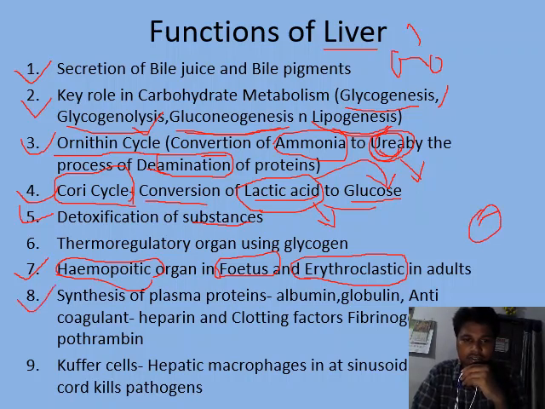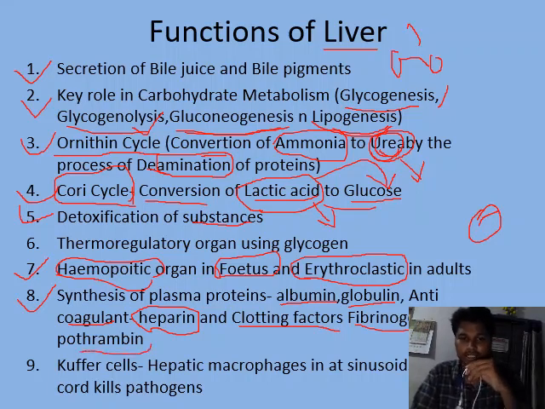Next, synthesis of plasma proteins like albumins and globulins, and it also synthesizes anticoagulants like heparin, which is a natural anticoagulant. That means it doesn't allow the blood to clot inside the blood vessels. Okay, and it also produces clotting factors like fibrinogen and prothrombin. Okay, it synthesizes several substances like albumin, globulin, the anticoagulant called heparin, and clotting factors like fibrinogen and prothrombin.